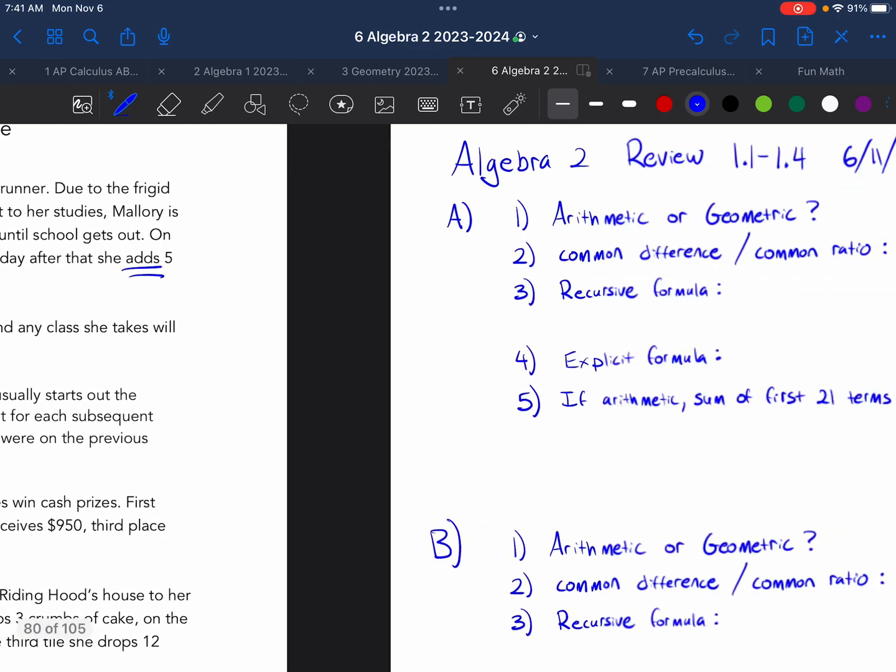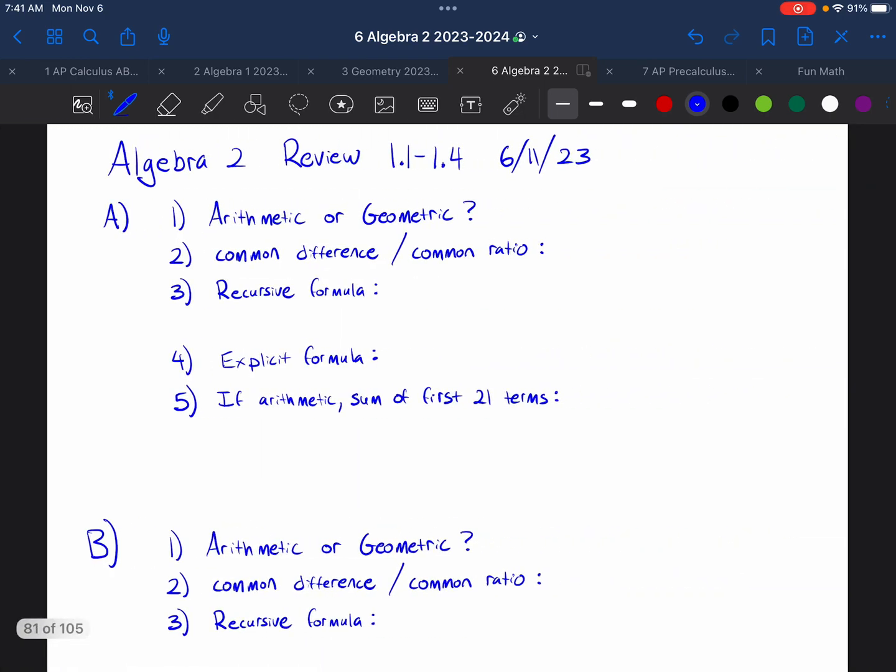So let's go ahead and go to scenario 1, and you'll be writing on a blank piece of paper like I am. In scenario A with Mallory, this is going to be arithmetic because we are adding. And for number 2, the common difference, you're constantly adding 5, so I'm going to say plus 5. The recursive formula, she started by running 15 minutes. So I'll say on her first day, a sub 1 was equal to 15.